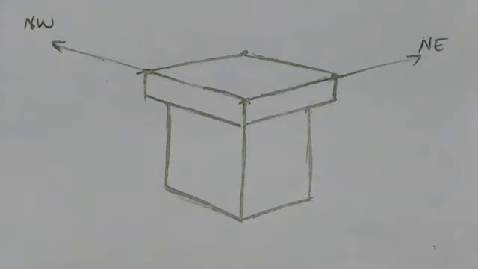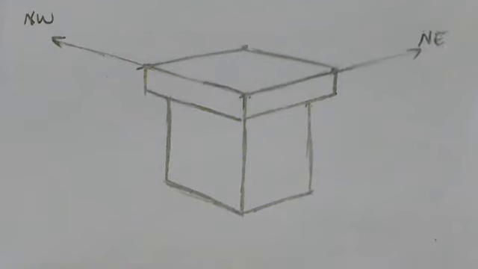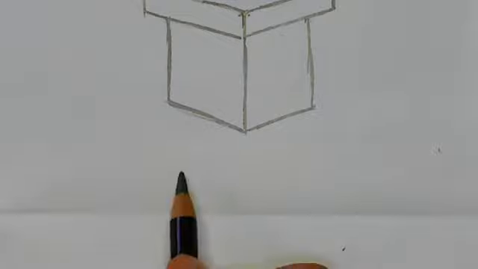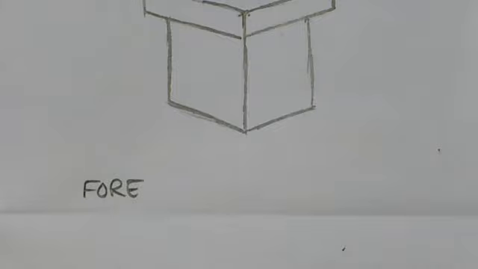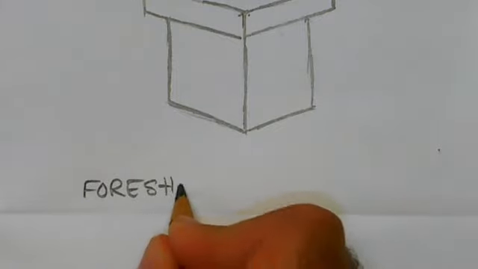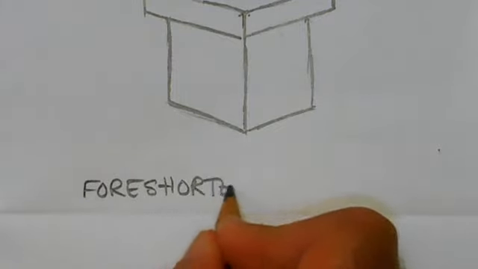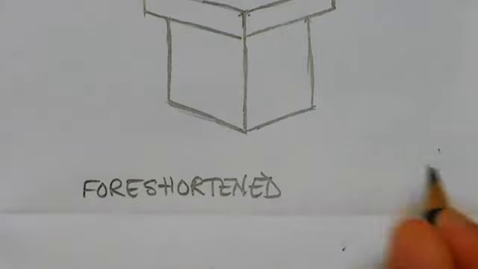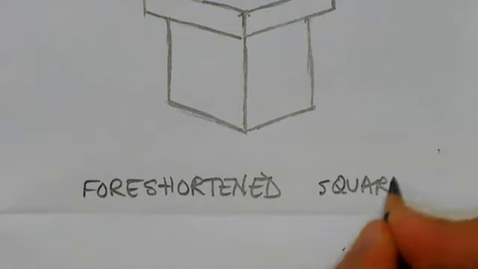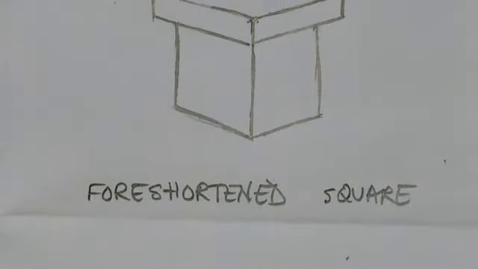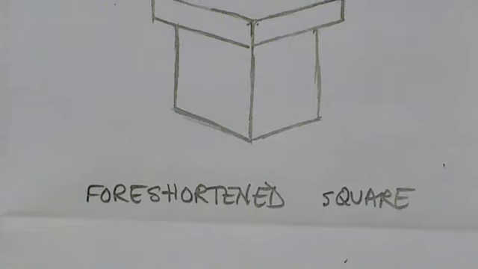All right, so that's it. That's called a simple table. And I'm going to put some shading to it. Down here at the bottom, I'm going to write foreshortened, F-O-R-E, S-H-O-R-T-E-N-E-D, foreshortened square. Because that's what we're dealing with here, a foreshortened square. And if I had a little block, I could show that to you real easily. I probably will on another video. Okay, so this is northeast and that's northwest.